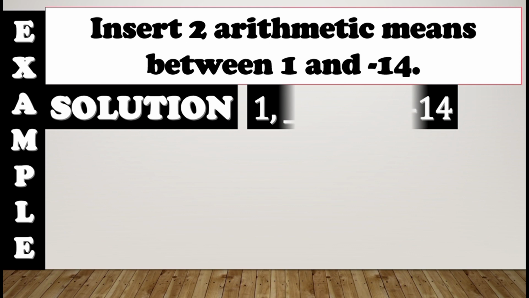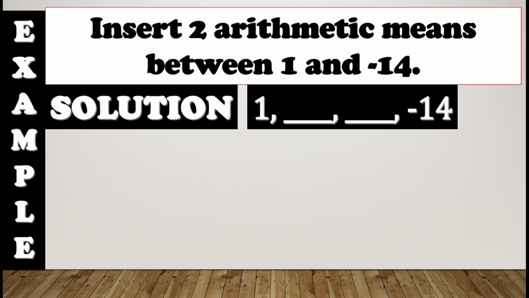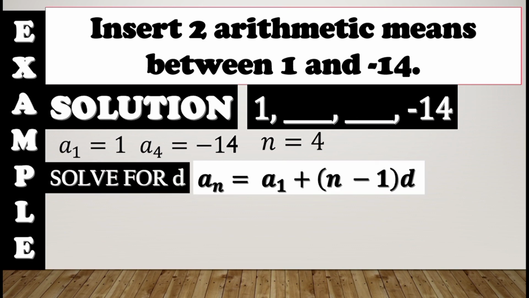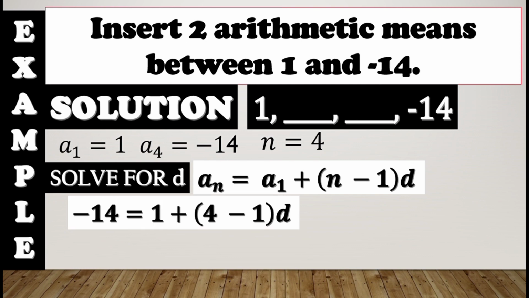So our task is to complete this sequence by filling in the terms as arithmetic means of 1 and negative 14. So here, we will utilize our given a sub 1 equals 1, our a sub 4 which is negative 14, and of course, the number of terms which is 4. So in order for us to solve for d, we will utilize the formula for arithmetic sequence. And thus given, our last term is negative 14, our first term is 1, number of terms is 4, and unknown is d. So simplify, negative 14 is equal to 1 plus 3d.